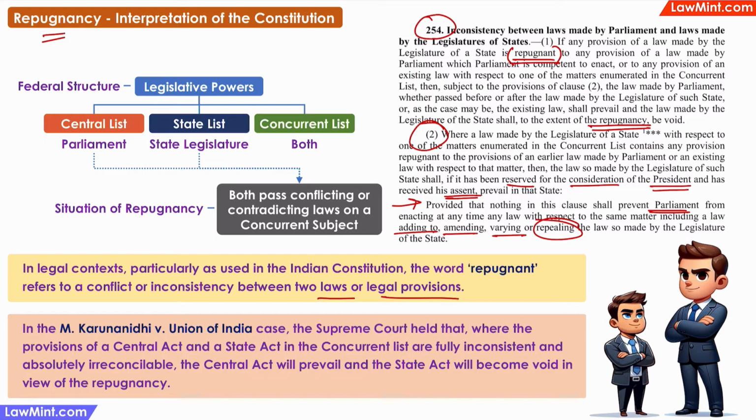The principle of repugnancy was confirmed by the Supreme Court in the M. Karunanidhi versus Union of India case, where it held that if the provisions of a central act and a state act on a concurrent list subject are fully inconsistent and absolutely irreconcilable, then the central act will prevail and the state act will become void in view of the repugnancy.